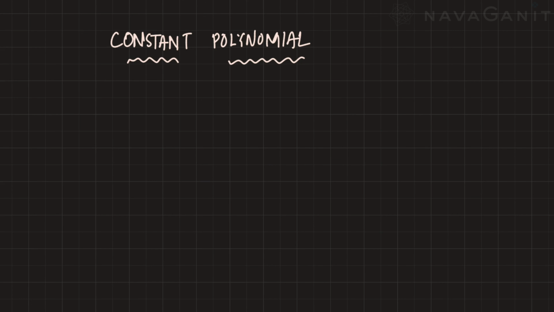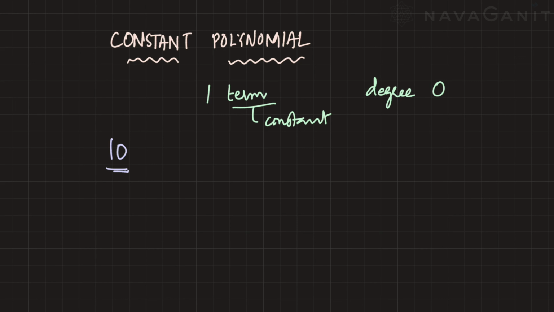Now we have a constant polynomial. A polynomial with only one term, which is also a constant, would be a constant polynomial, and the degree of a constant polynomial is 0. For example, say 10 is a constant polynomial. There is only one term and it's a constant, and the degree of this is 0. Similarly, minus 4, 6 and so on are all constant polynomials.